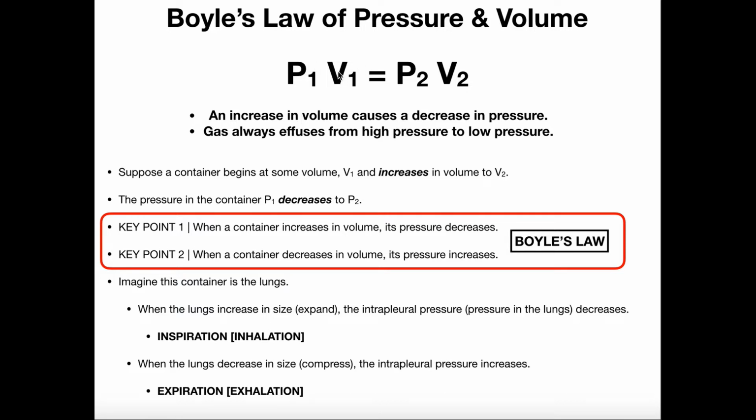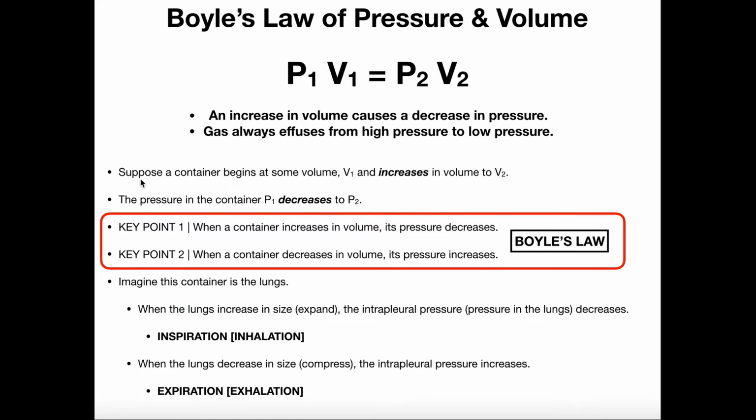P is pressure, V is volume. And so if we have some initial state, with an initial pressure and an initial volume, the product of those two things has to equal the final pressure times the final volume. Okay? And what this translates to in words is that an increase in volume always causes a decrease in pressure. The other thing that you also have to remember is that gas always effuses. We talk about effusing, not diffusing, but gas always effuses from high pressure to low pressure. It's the same concept as diffusion, high concentration to low concentration. Gas moves from high pressure to low pressure. But Boyle's Law specifically deals with this first bullet point.